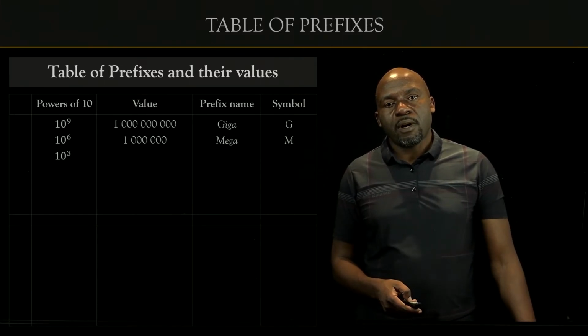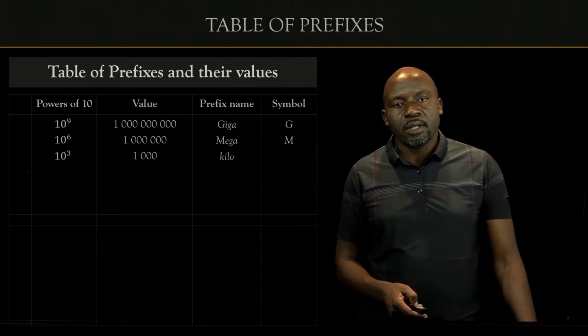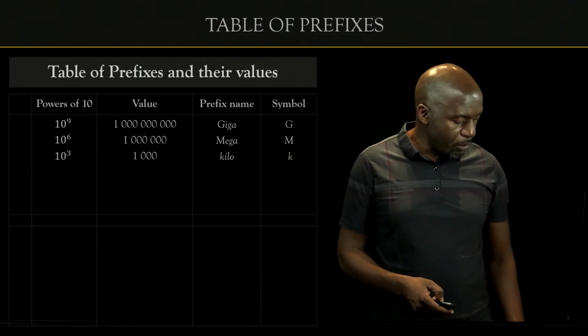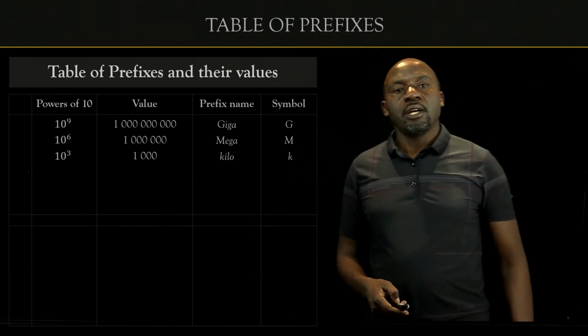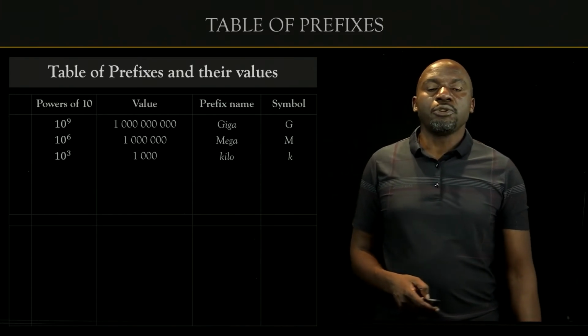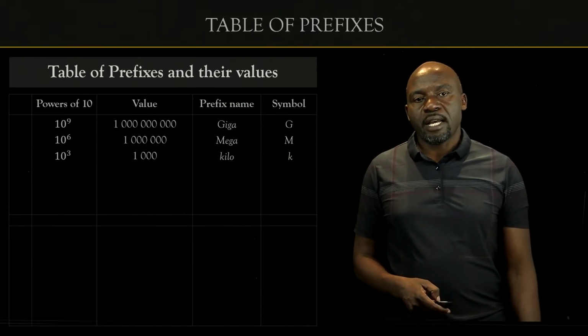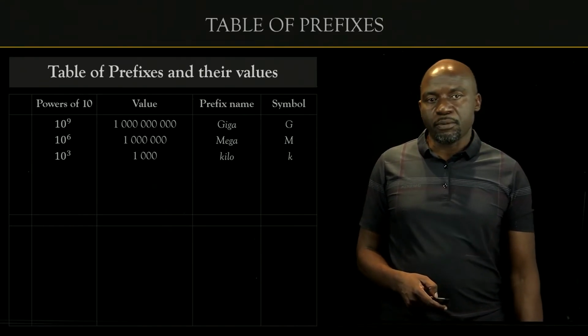Next one is 10 to the power of 3, which we've also looked at, meaning 1,000. We use the symbol kilo, and this time it's lowercase k. So whether it's uppercase or lowercase is really important. Do not use capital K if you want to say kilo. Don't use lowercase m if you mean mega. If you use lowercase m, then you mean milli, not mega.